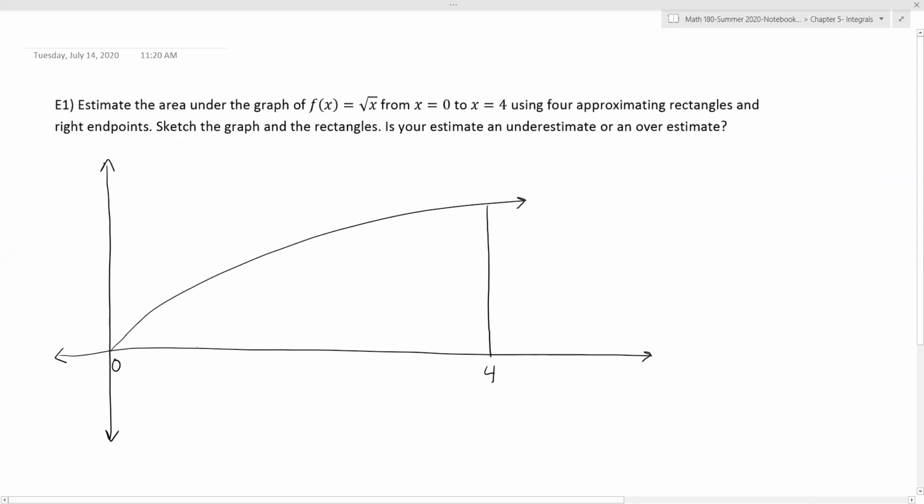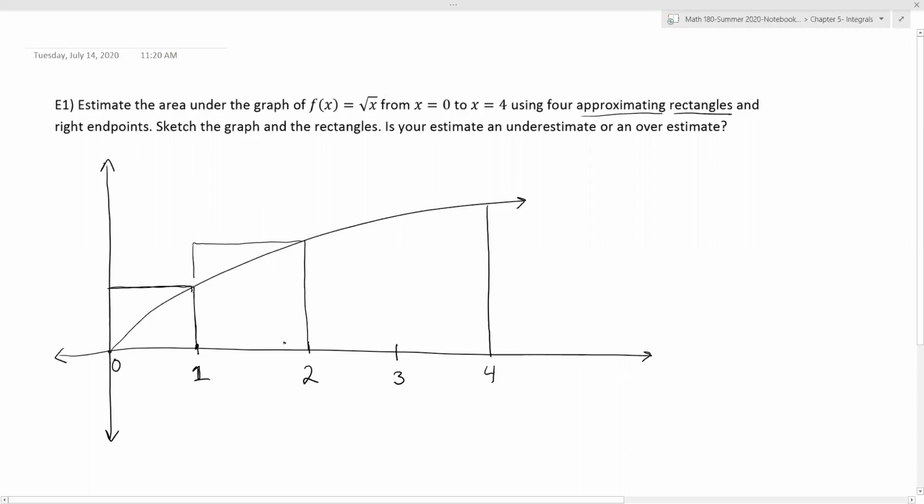We're going to break this up into 4 pieces, so we'll go 0, 1, 2, 3, and 4. And we're saying we're going to use approximating rectangles. That means we start on the right-hand side, so we'll start at 1. That's on the right-hand side of the box, and I'm going to construct a rectangle at 1. Then I'll go to 2, because that's now the right-hand side of the next box, and I'm going to construct another rectangle.